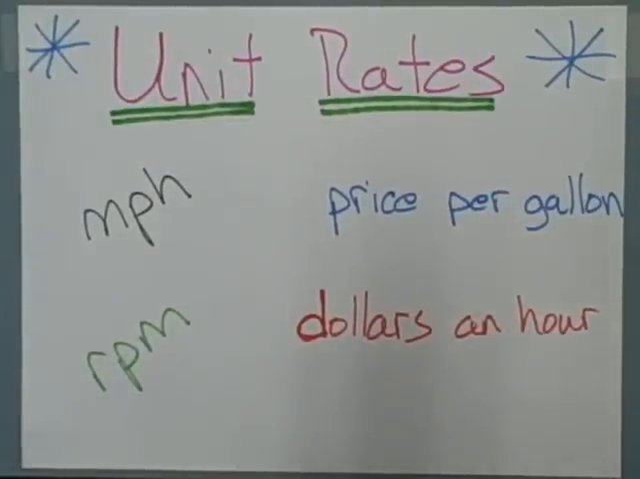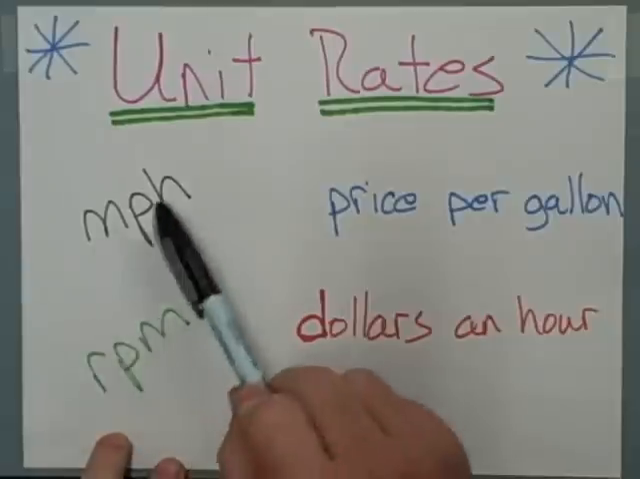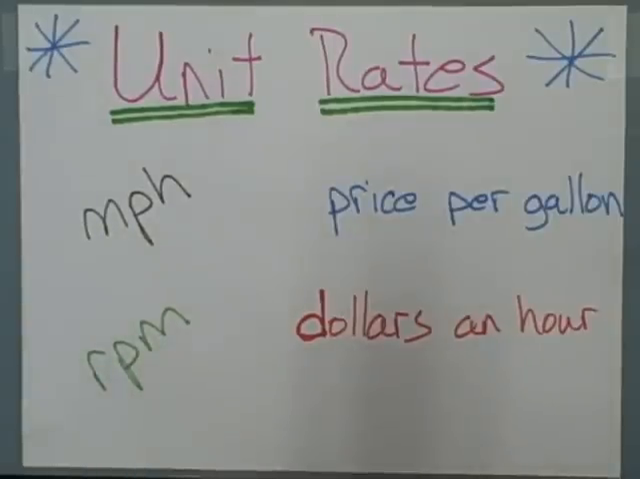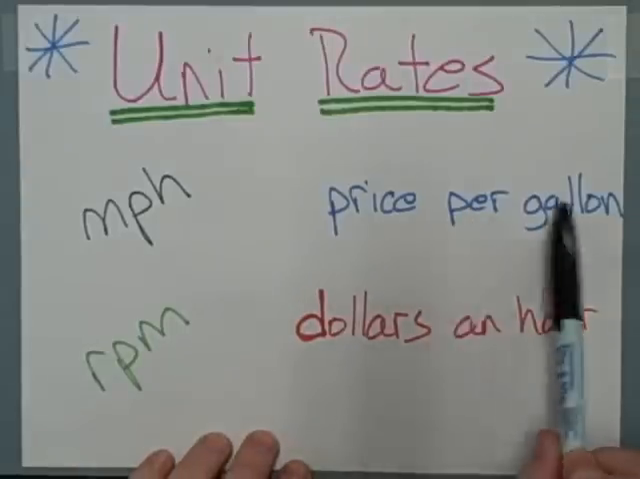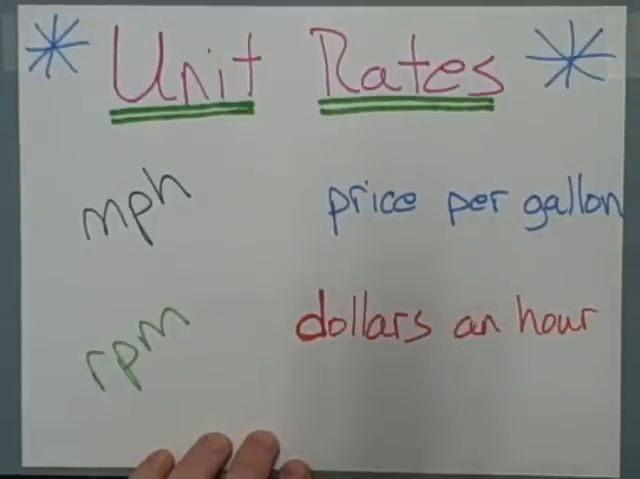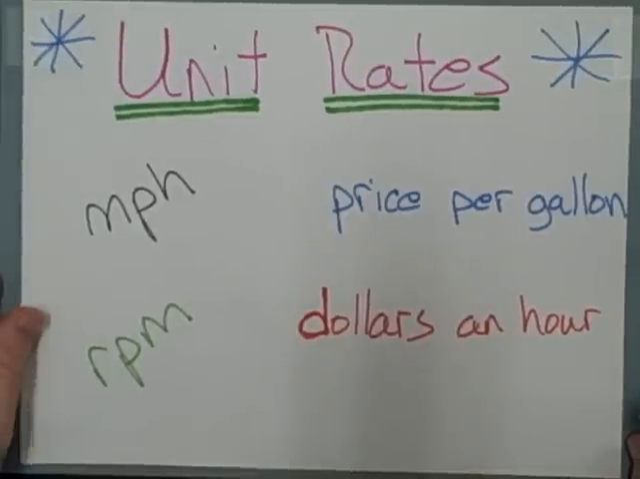In this video, we're going to be looking at unit rates. Some popular unit rates. One is MPH, or miles per hour. We also have RPMs, that's revolutions per minute. At the store, you might see something priced per gallon, or if you were to get a job, you would get paid a certain amount of dollars an hour. These are all unit rates, and we're going to look at some definitions and understand what that means.